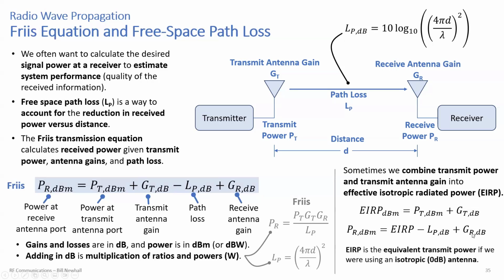EIRP is the equivalent transmit power if we were using an isotropic antenna at the transmitter. So if you had a transmitter with some gain and you transmit power in a certain direction and you care about only that direction, if you were to replace that antenna with another antenna that were isotropic with 0 dB, you would have to apply this amount of power to that antenna port in order to get the same performance.